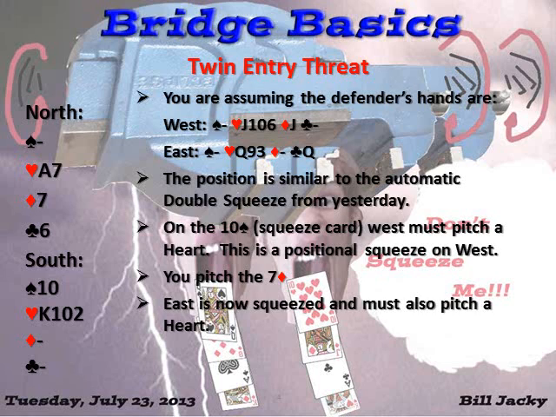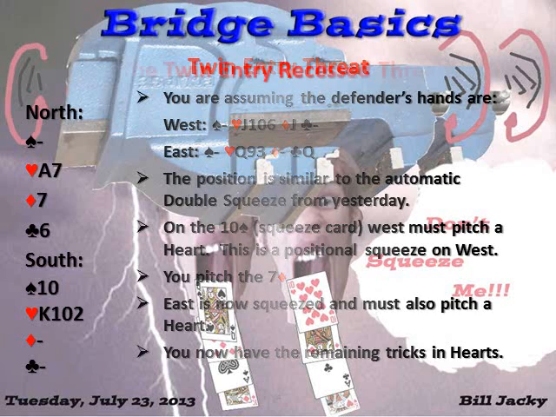Notice that both guards, both threats, are in the dummy's hand, and we still have an entry to the north hand via the ace of hearts. That's critical. You now have the remaining tricks because you're going to get 3 heart tricks for the last 3 cards. Both of them had to pitch hearts.